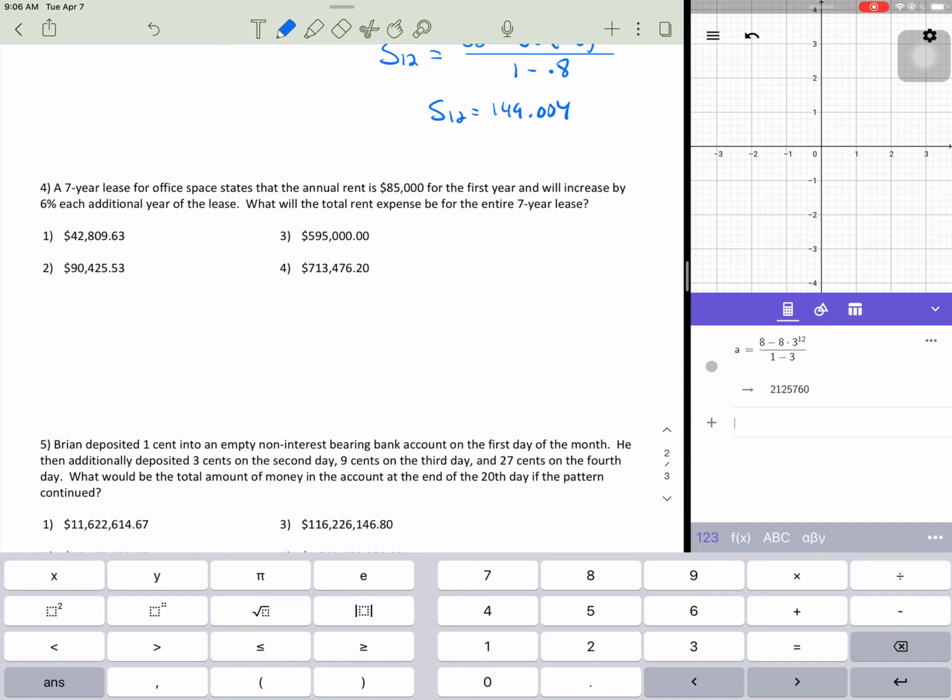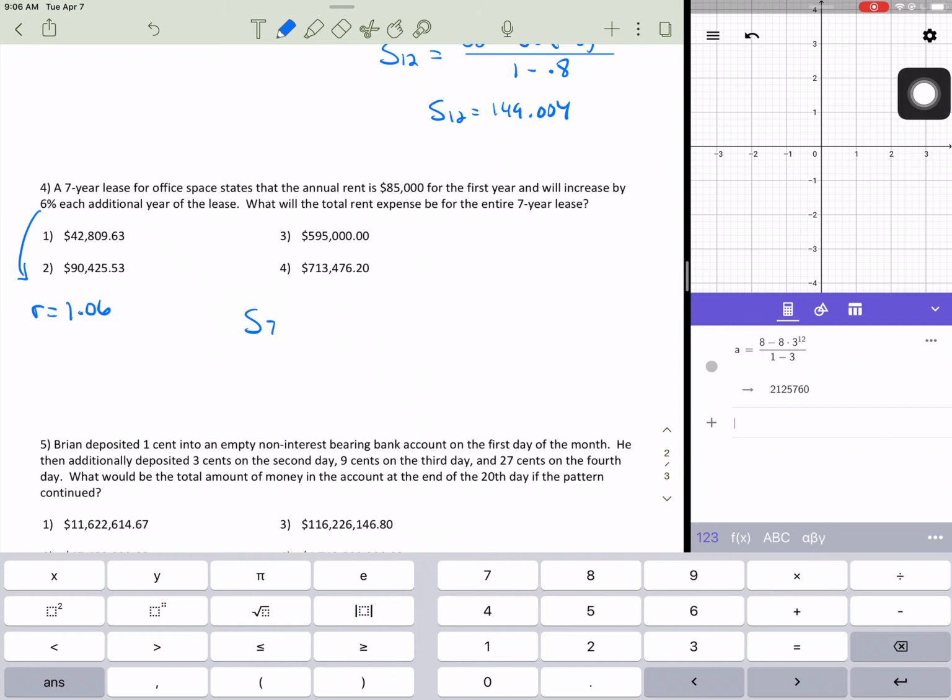Number 4. A 7-year lease for office space states that the annual rent is $85,000 for the first year and will increase by 6% each additional year. So if it goes up by 6%, then what you're going to multiply by is 1.06 each year. Okay, so what is the total rent you will pay in the 7 years? Well, you're going to pay $85,000 the first year, multiply that by 1.06, pay that the next year, multiply that by 1.06, pay that the next year. What are you going to pay in the entire 7 years?